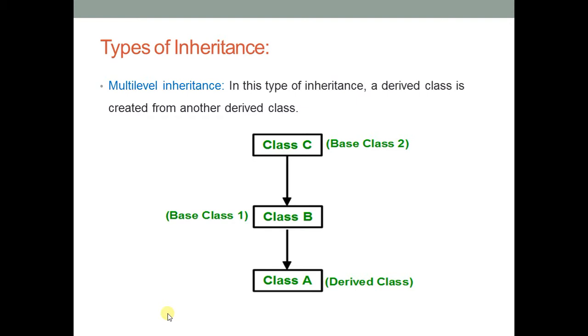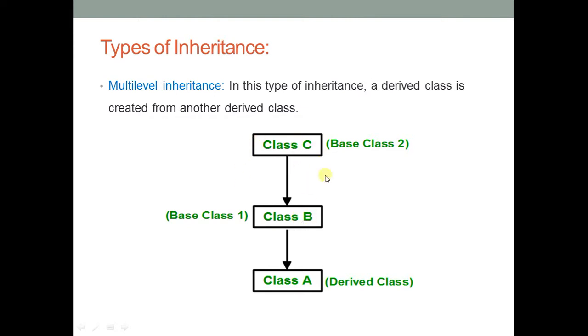Multiple means, remember, multiple base classes. Multi-level means what? In this type of inheritance, a derived class is created from another derived class. You can see here, this is class A, a derived class which is derived from class B. For A, B is the base class. Again, B is derived from class C. That means for B, the base class is C, right?